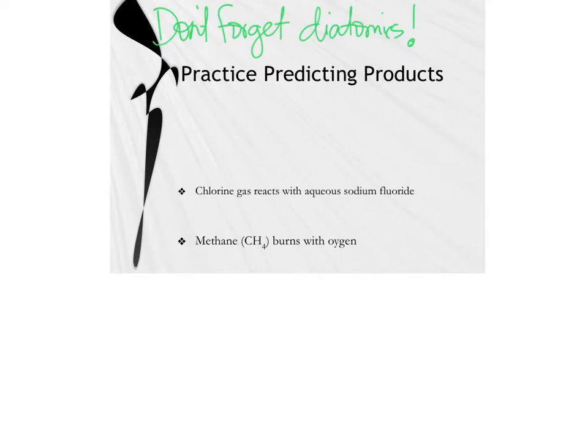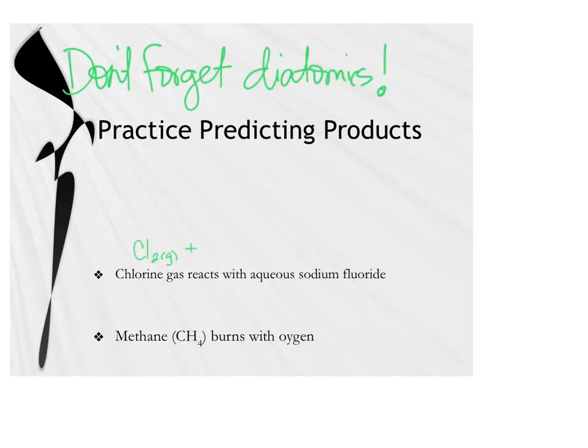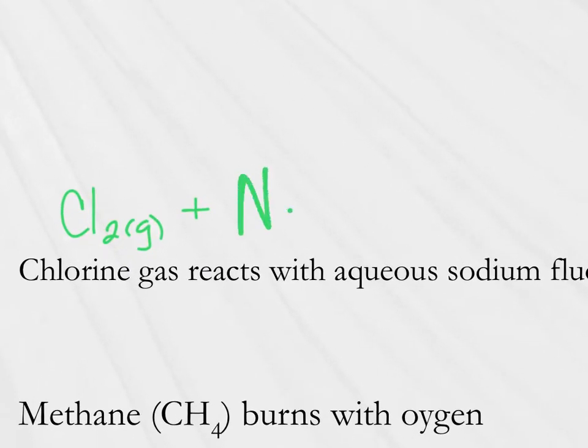All right, so back to our problem. We have chlorine gas. Chlorine is one of our elements. It's one of our diatomic elements. Chlorine gas reacts with aqueous sodium fluoride. So sodium is a 1 plus, fluorine is a 1 minus. So we're just going to put those together, and that's just going to become sodium fluoride. Okay, and it was aqueous. So that's going to form.